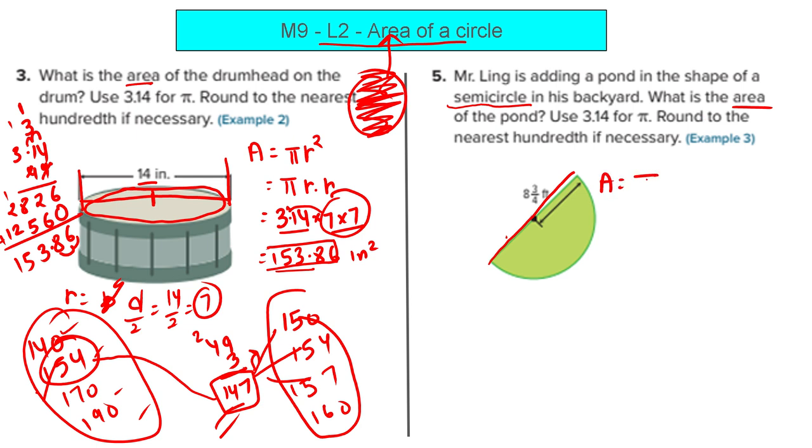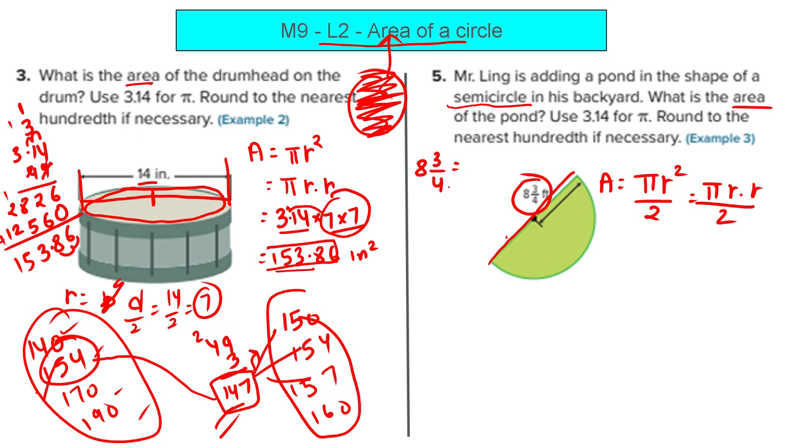See, so what will I do? Area equals, for the full circle it is pi r square, correct? For the half circle just divide by 2, because dividing by 2 means doing half. Simple. So pi times r square divided by 2. Now what is the r here? 8 and 3/4.